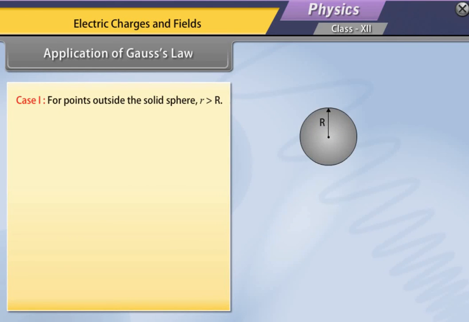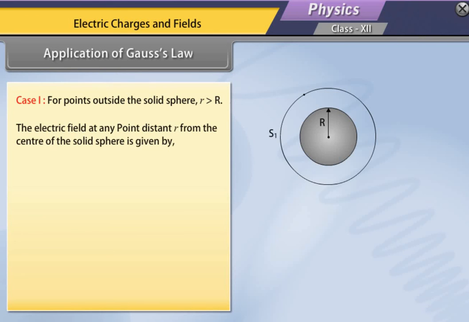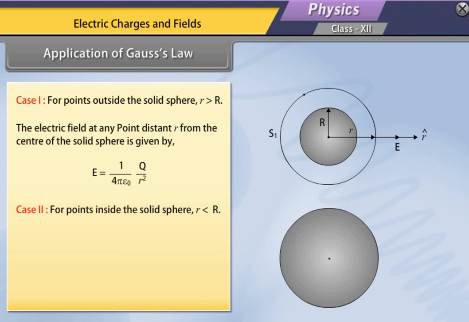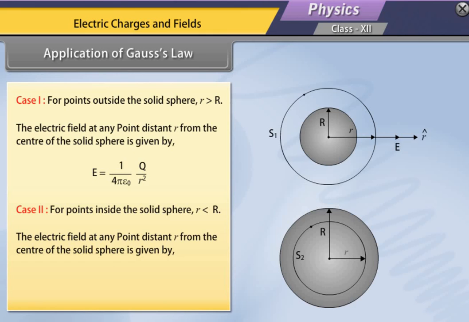Case 1. For points outside the solid sphere, r is greater than R. The electric field at any point distant r from the center of the solid sphere is equal to 1 upon 4 pi epsilon naught multiplied by Q upon r squared. Case 2. For points inside the solid sphere, r is smaller than R. The electric field at any point distant r from the center of the solid sphere is equal to 1 upon 4 pi epsilon naught multiplied by rQ upon R cubed.